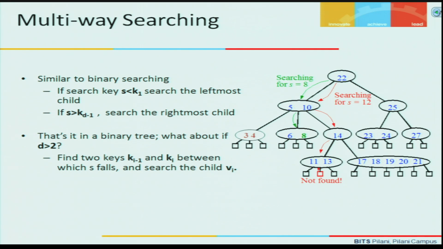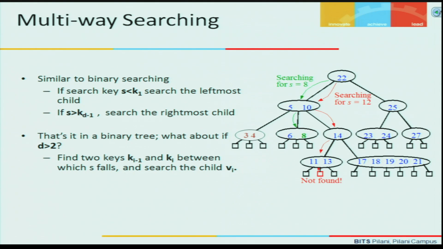So, searching in a multi-way search tree is going to be similar to binary search. You start first with the root. We know if it is less than k1, we are going to check the leftmost child. If it is bigger than k d minus 1, we are going to search the rightmost child. If it is between k i minus 1 and k i, then we will check for v i. Right. So, let us look at this case.